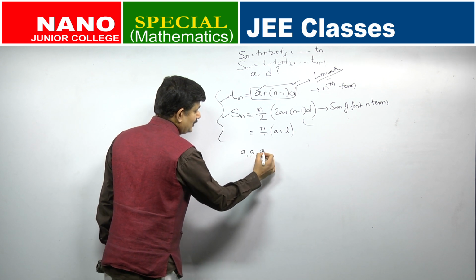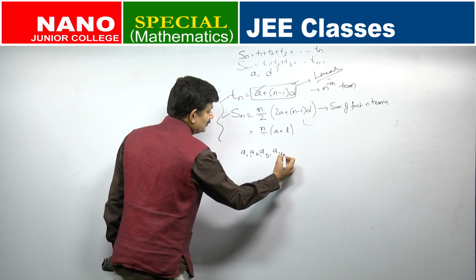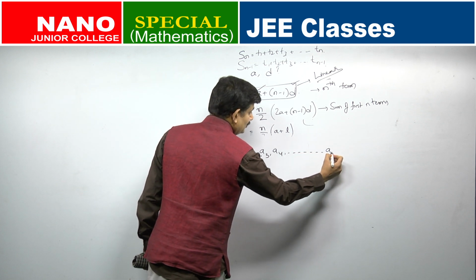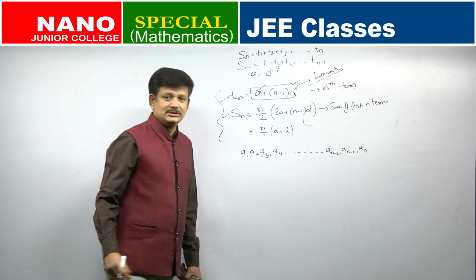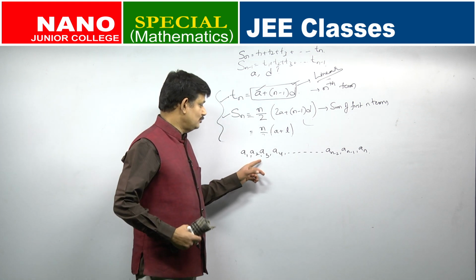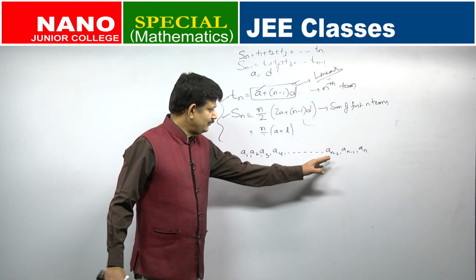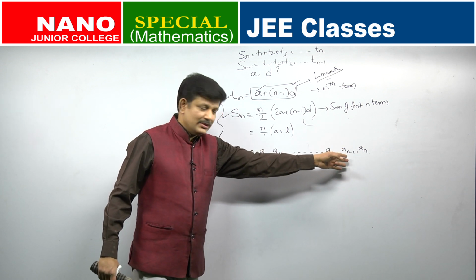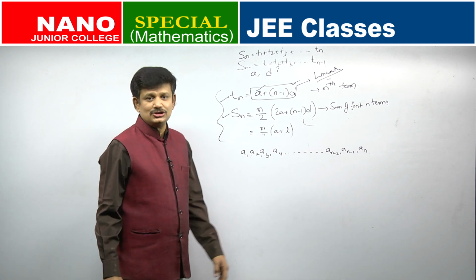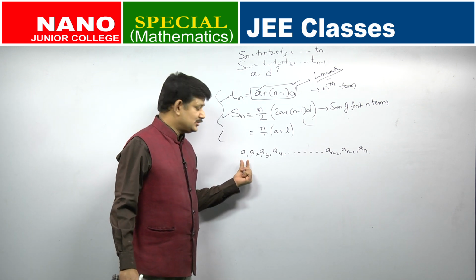A very beautiful concept and a geometrical way of plotting an arithmetic progression. Let us say these numbers are all in AP. What are the numbers in AP? A1, A2, A3, A4, A5, and so on up to An, which will be the last term. Before that, what will it be? An minus 1. Before that, what will it be? An minus 2. How do you see these numbers?